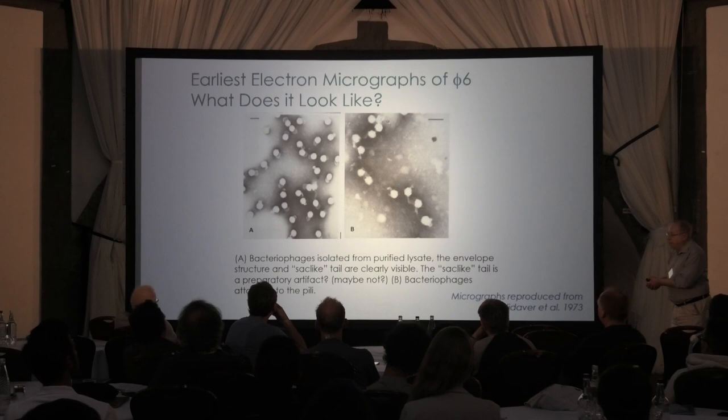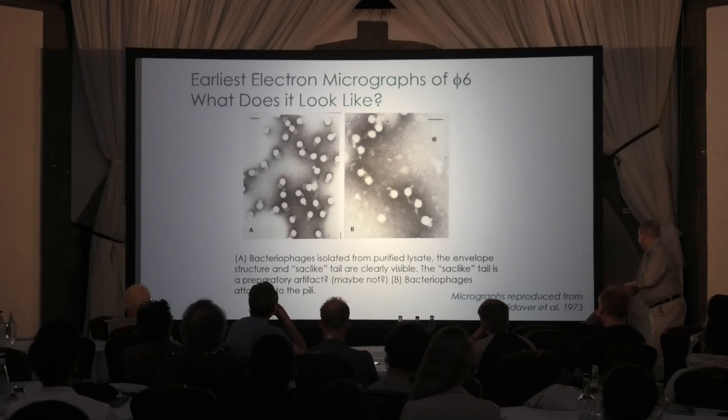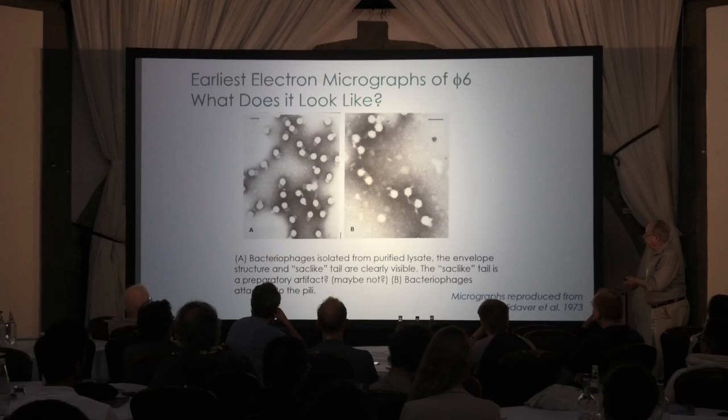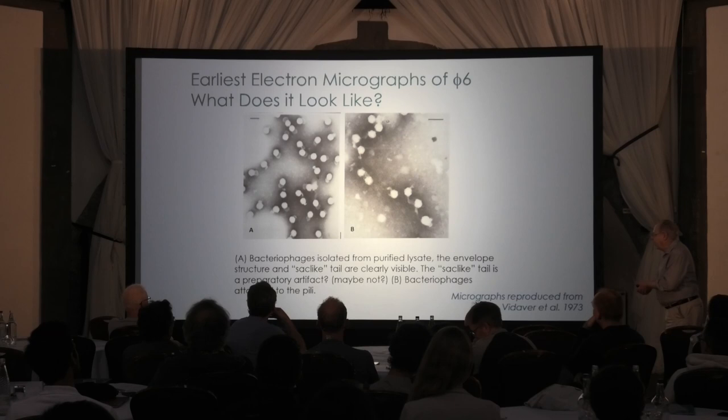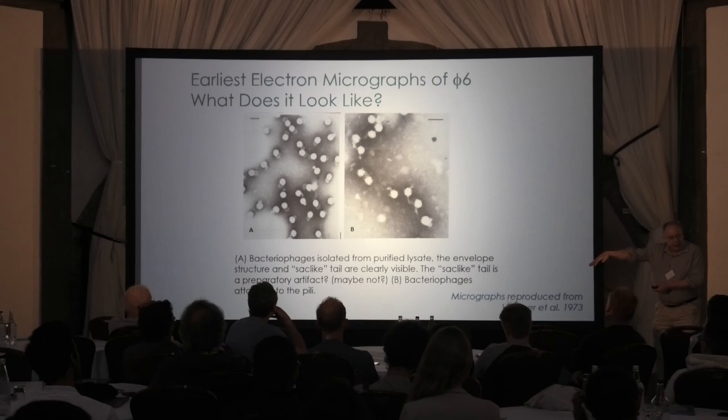And if we look at the earliest electron micrographs of phi 6, basically you say to yourself when you're starting, what does this thing look like? And these are negative stains, and they're from Vidaver and Van Etten's lab. What's interesting about them is that we don't see very much detail, but you do see a tail or a sac-like, tail-like structure, which we were always discounting as artifactual, but from recent information, it's possible that they indeed do exist when the virus infects the pseudomonad host. And that remains to be worked out.